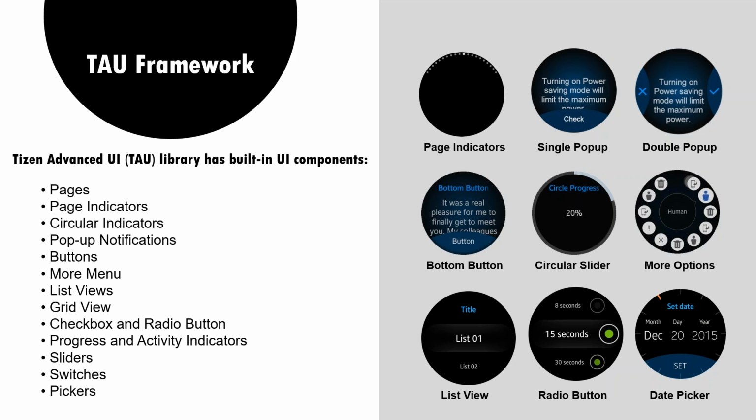So apart from the regular web APIs, we also provide a framework called the TAU framework. It is the Tizen Advanced UI Framework, which has a lot of built-in UI components that are readily available for developers to use in their applications. These are some of the UI components available in the TAU library, which you can use. Some of them to mention are page indicators, circular indicators, pages, pop-ups, buttons, etc. The TAU library is an open source library. You can open it and see the code, and you can keep it as a base and create your custom UI component on top of it.